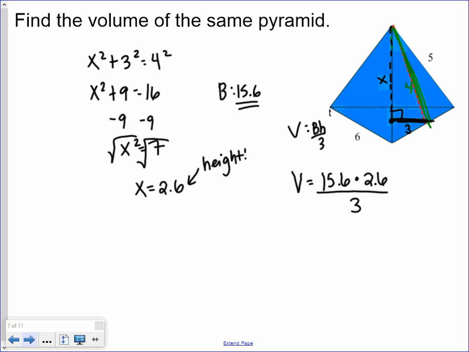Capital B, the area of that bottom triangle, was 15.6. We found that on the last problem already. Your overall height is 2.6, and then divided by 3. 15.6 times 2.6 is 40.56. And then divided by 3 is 13.52 units cubed.